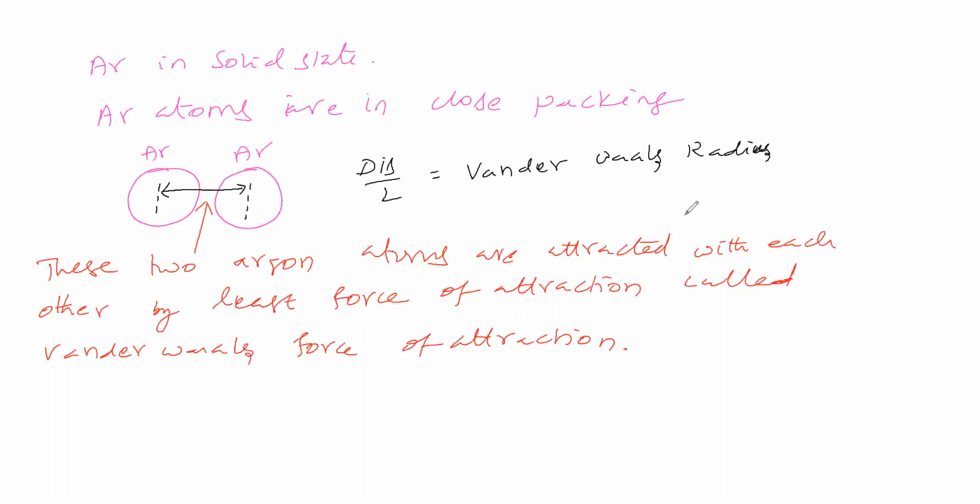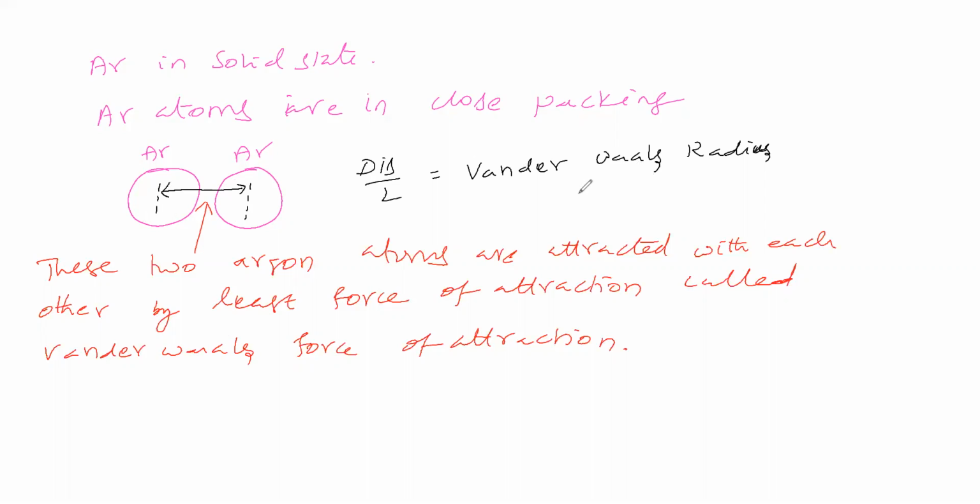So what you have to do is take argon in solid state. In this solid state, argon atoms are in close packing, so these argon atoms are closely packed. Between argon atoms, the force of attraction possible is van der Waals force of attraction. Now you have to consider the center of nucleus here and the center of nucleus here, and take the distance between them. Half of that distance is called the van der Waals radius.